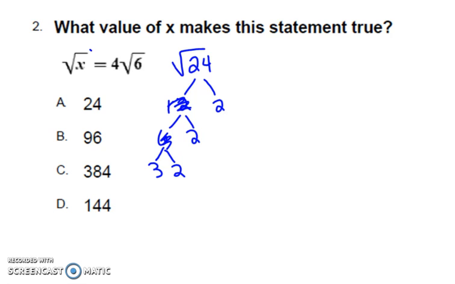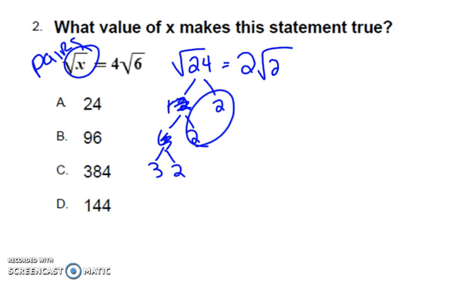Again, my square root symbol here tells me I need pairs, so I have a pair of 2's. Circle goes on the outside, so I have 2 times 2 and 3 go under, so it's 2 times the square root of 6. Well, that doesn't equal 4 square root of 6, so A is not correct.